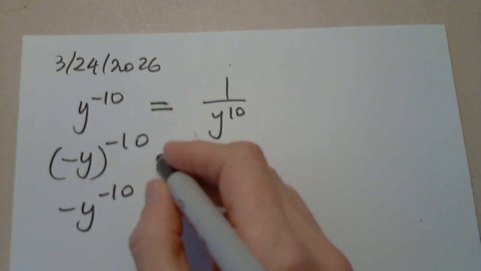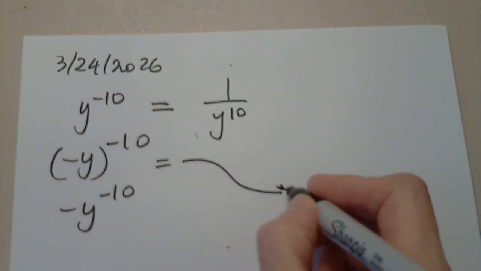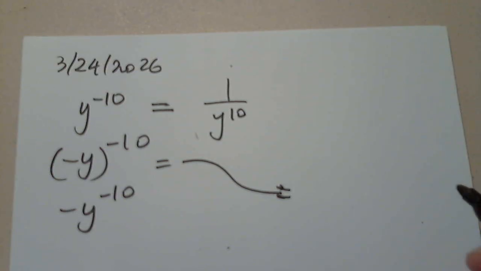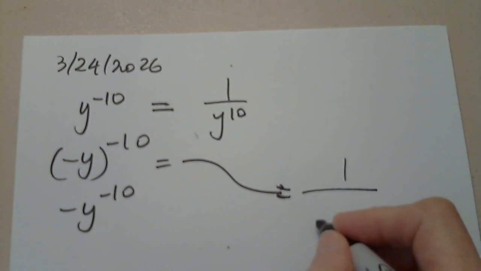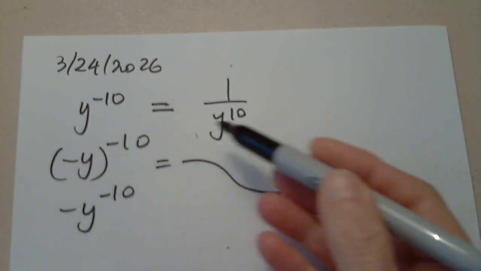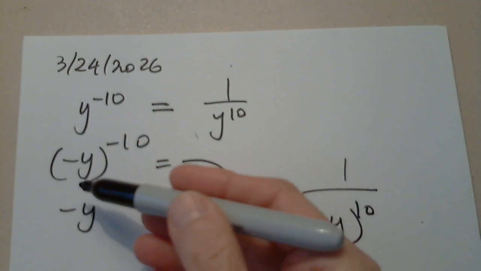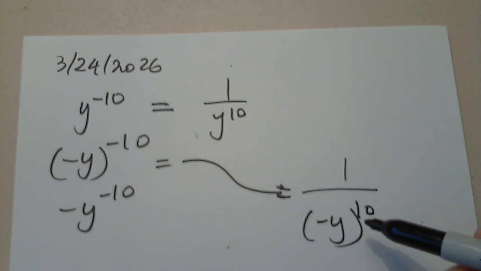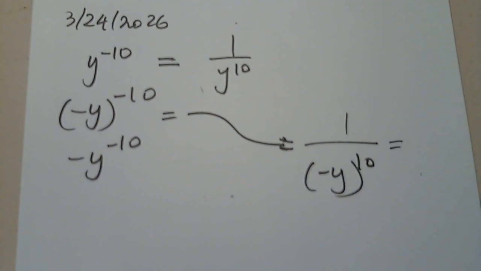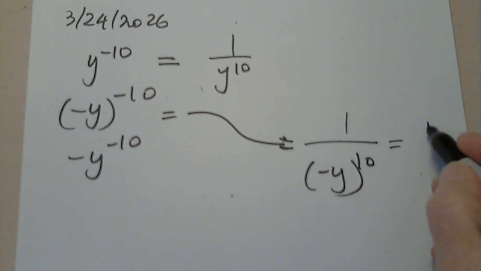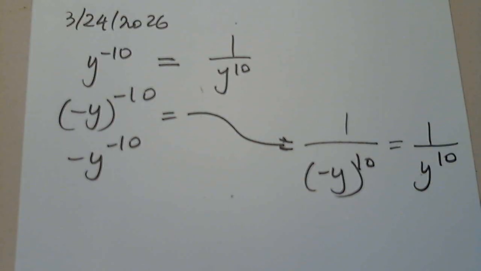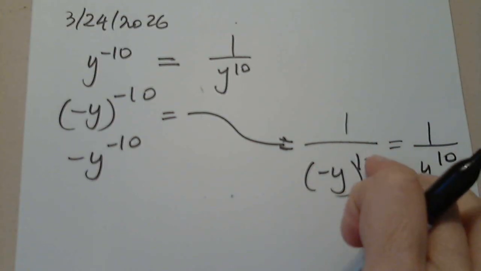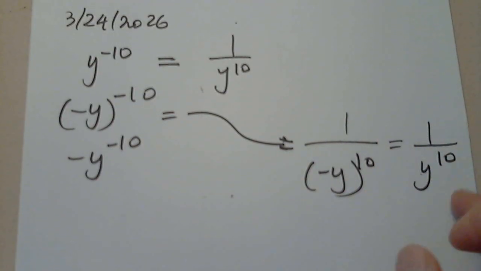Okay, now on this one, I don't have enough room there, so I'm gonna move here. This is 1 over negative y to the 10th power. I apply the same rule, but this time on negative y. I bring negative y down and I change the negative 10 to positive 10. But now, negative 1 to an even power is positive. So this changes into y to the 10th power, because negative 1 to the 10th is positive. Y to the 10th, copy the base and multiply the exponents.